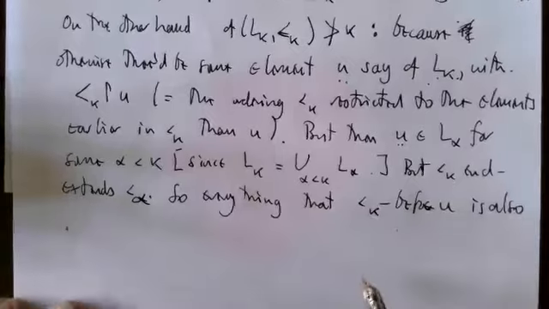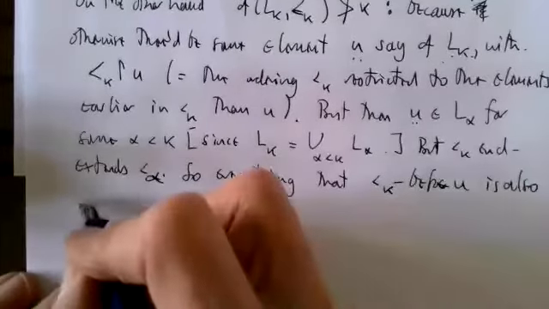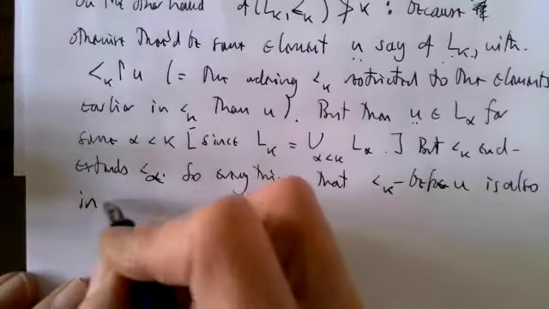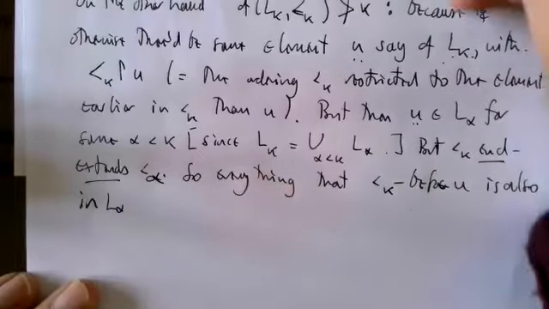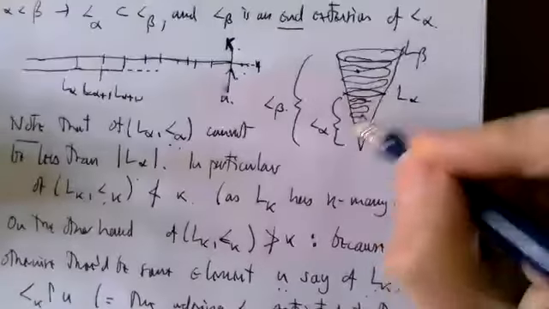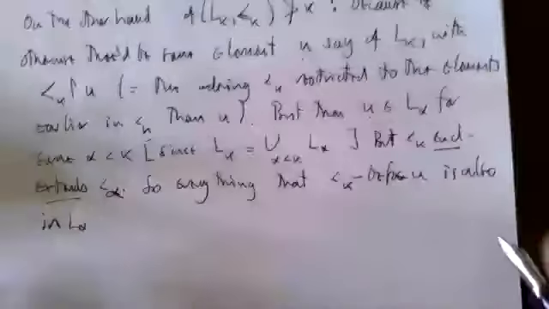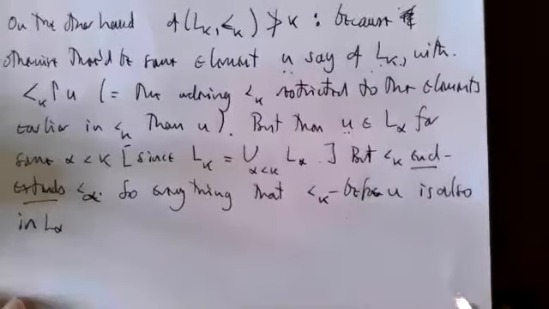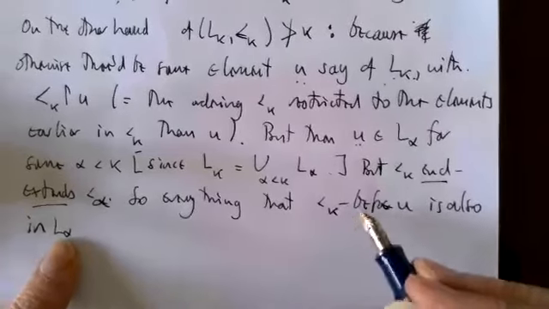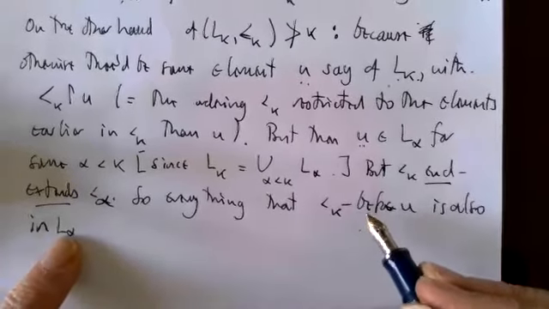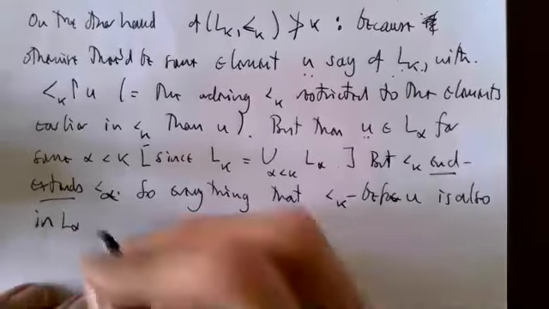Everything that comes before U in the ordering is also in L alpha. Because it's an end extension, the snakes extend each other here as they get longer and longer. But that means that L alpha has kappa many elements, which is too many, right? Because the cardinality of alpha is less than kappa.